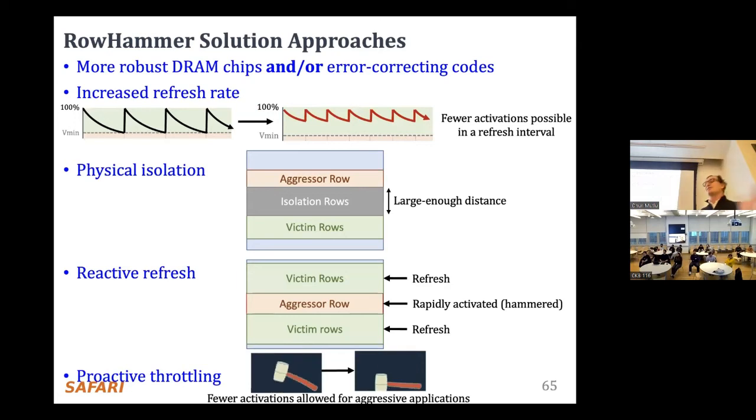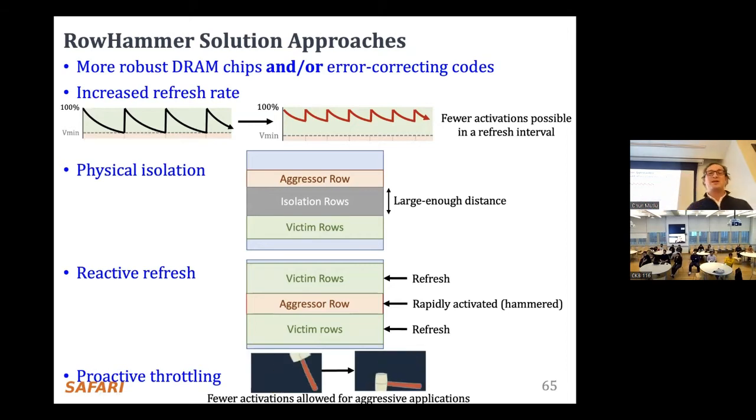This is a more general view of the solution space. More robust DRAM chips using different devices, better isolation material. That's very interesting, but unfortunately, it's very costly today. Error correcting codes, I don't think this is a good solution, as I mentioned. Fundamentally, I think error correcting codes are not a good solution for another reason, not just because they're costly, but because error correcting codes are very good if you don't know the source of the error. They basically are good at protecting random errors. Here, we know the source of the error exactly, right?